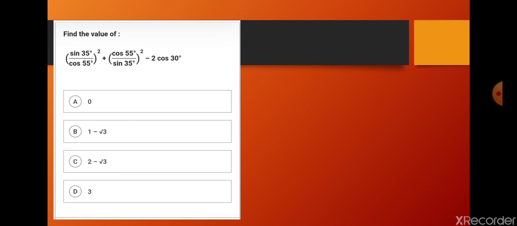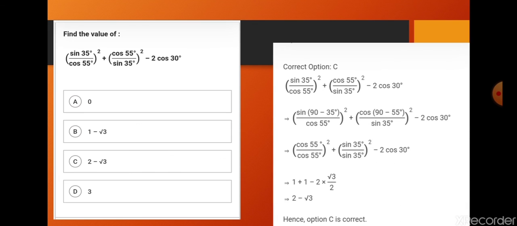Next question. Find the value of (sine 35 degree divided by cos 55 degree) the whole square plus (cos 55 degree divided by sine 35 degree) the whole square minus 2 cos 30 degree. Option A 0, option B 1 minus root 3, option C 2 minus root 3, option D 3. The correct option is C.